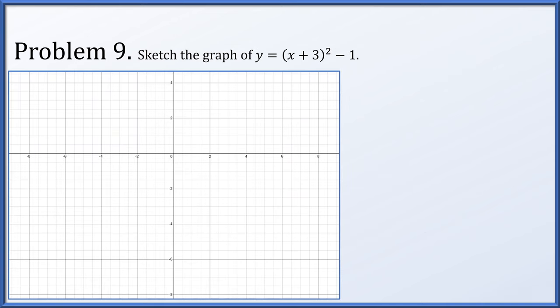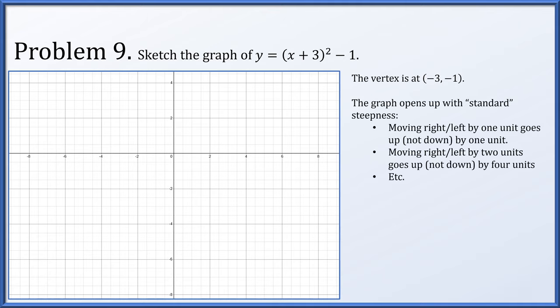Next up, sketch the graph of y equals x plus 3 squared minus 1. The vertex is at negative 3, negative 1. Remember that in vertex form, you have an x minus h squared plus k. So inside the parentheses, we have x minus h, meaning h is negative 3. And outside, we have a plus k, meaning k is minus 1. The vertex is at negative 3, negative 1.